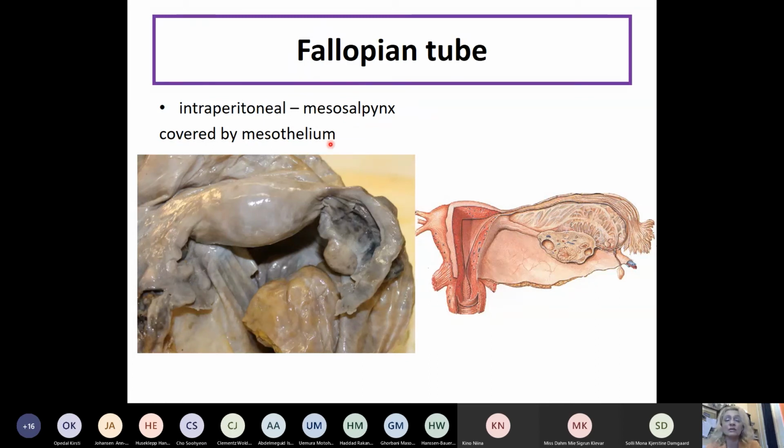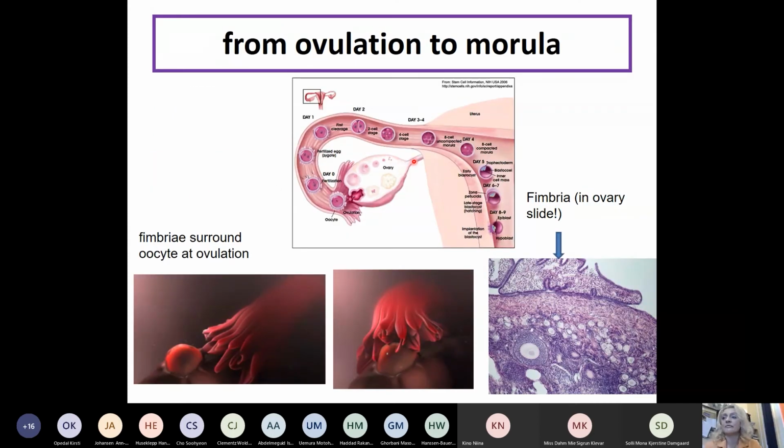So outside you can find mesothelium because of the peritoneal covering. And of course this is where, from ovulation, the development to a morula stage happens, and the fertilized egg is transferred to the uterus.